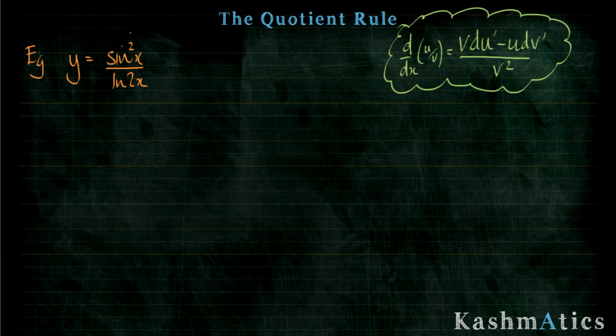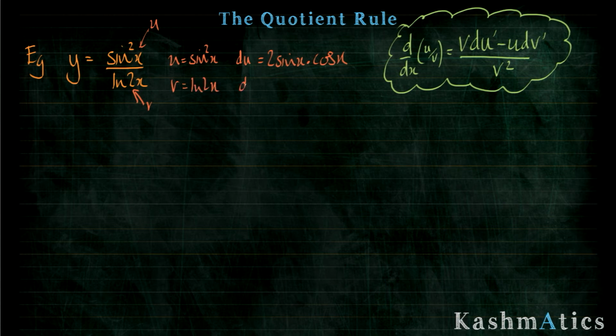Right, now they're starting to get a little bit trickier. So again, that is my u, and that is v. So u is equal to sine squared x. So du equals, now remember, something squared becomes 2 times the something. So for example, x squared becomes 2x. So this becomes 2 sine x, but then I've got to remember to multiply by the derivative of sine x, which is cos x.